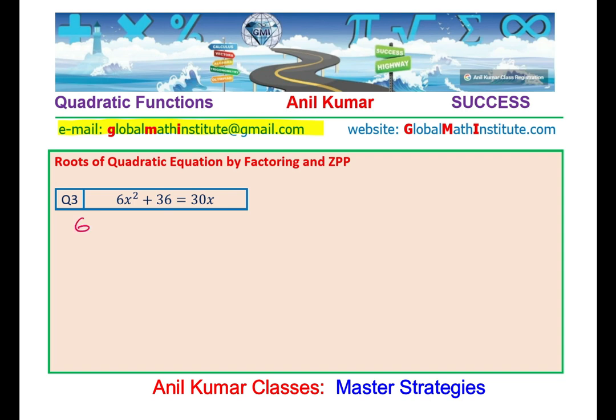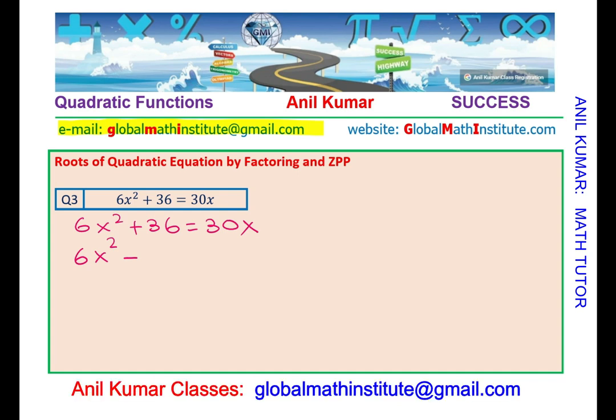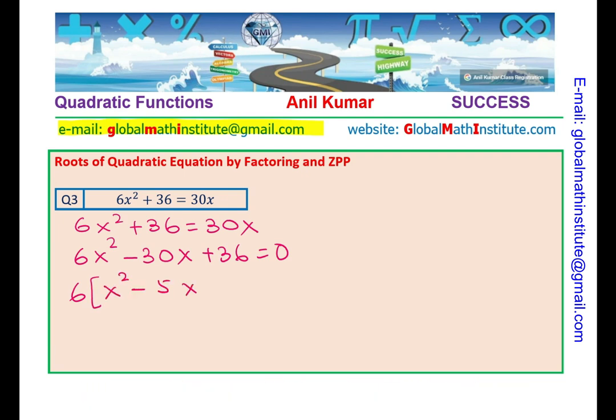Next example here: 6x squared plus 36 equals 30x. Now we can bring all the terms together, and when you bring the terms together, write them in proper order, that means decreasing powers of x. So minus 30x, and equals 0. You can first factor out 6 itself, which gives x squared minus 5x plus 6 equals 0. Note the use of square brackets.